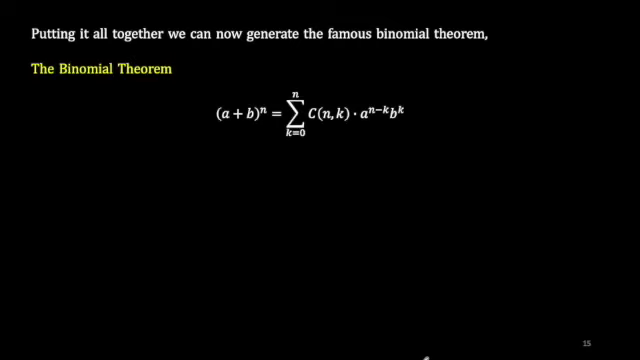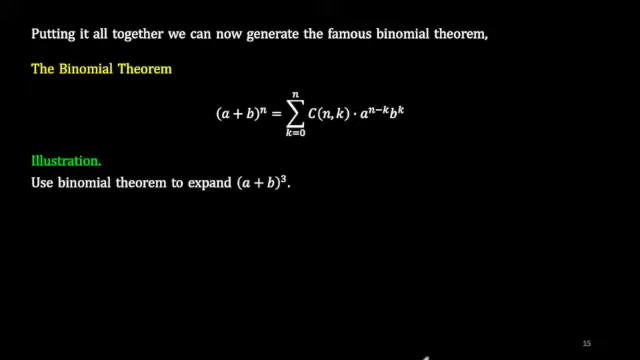Putting it all together, we can now generate the binomial theorem. So, ito yung kanyang expression or formula. Quantity a plus b raised to n is equal to the summation of the combination of n taken k at a time multiplied by a raised to n minus k times b raised to k, where k ranges from 0 to n. And tignan natin kung paano gumagana yung binomial theorem.